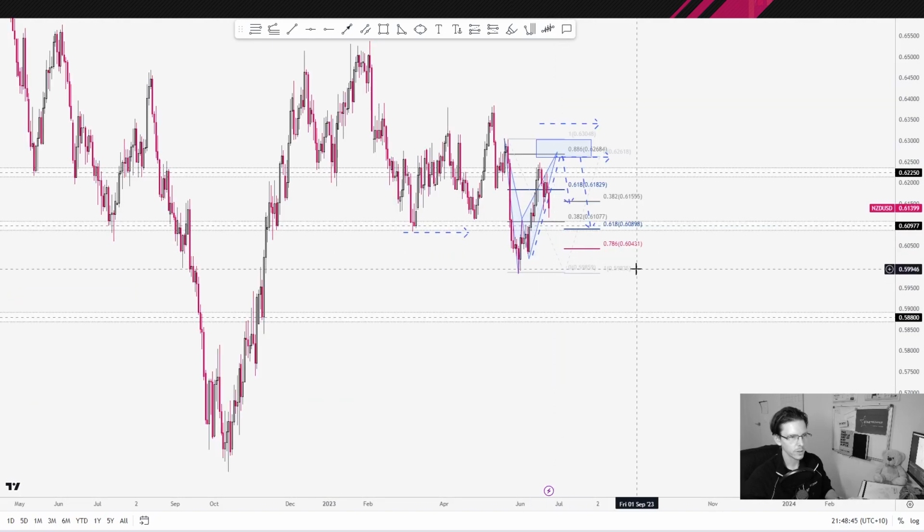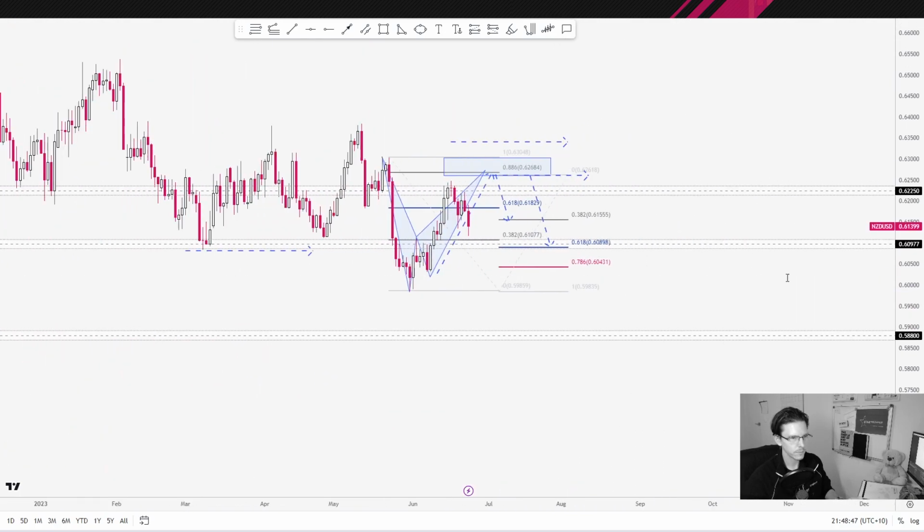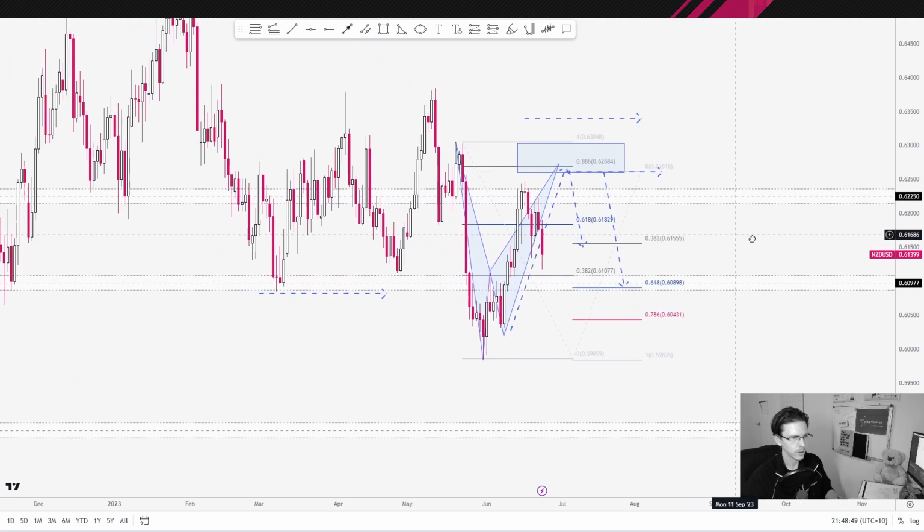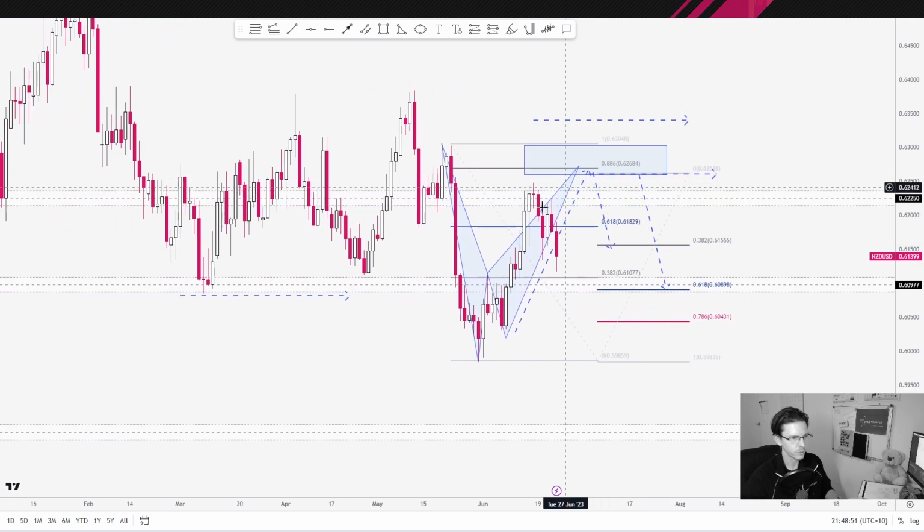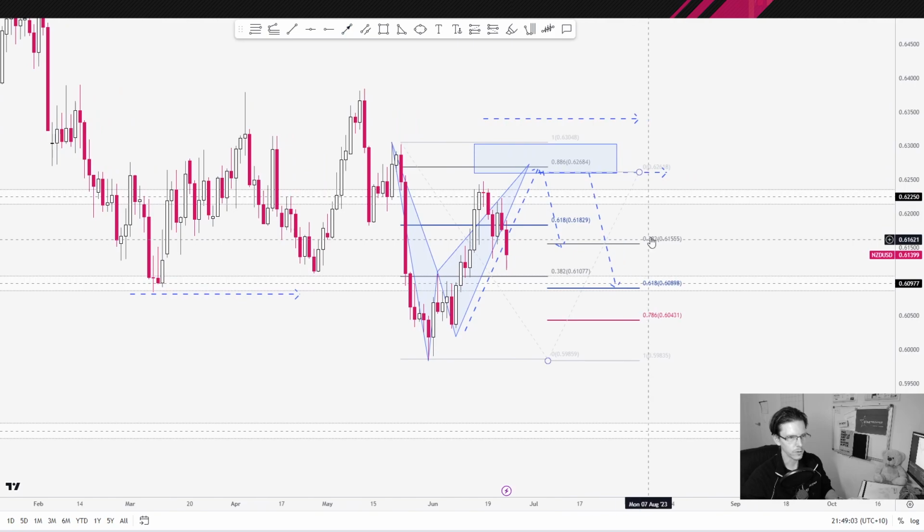Kiwi dollar, we are still waiting. So for this one as well, this is the other potential trade opportunity. What I need from price action is to push all the way back up into this box right here. So that would be my sell zone. Then I'm looking for targets into the 382 for target 1 and 618 for target 2.